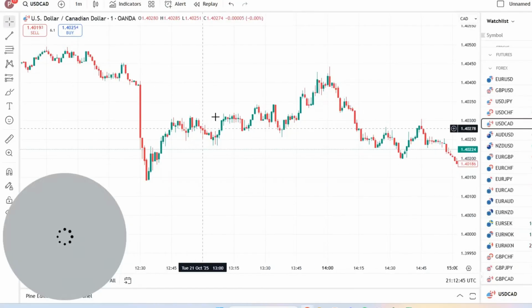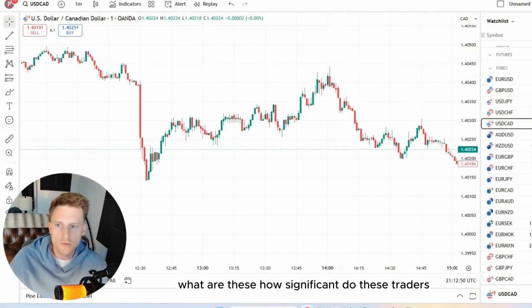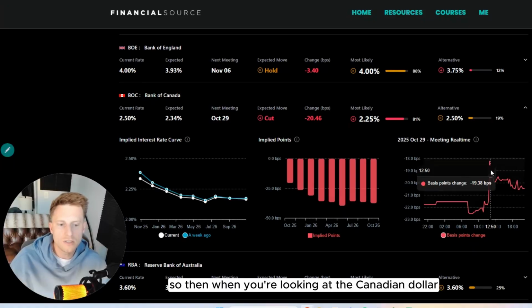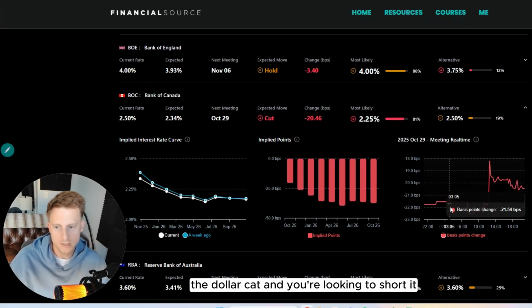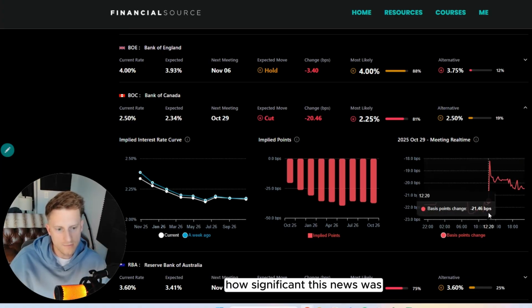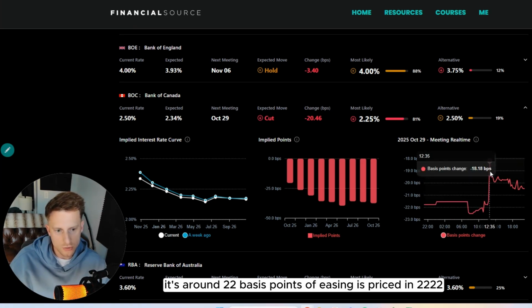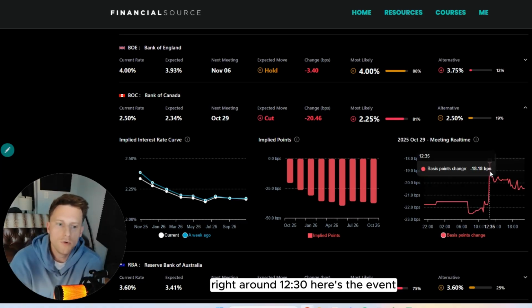So when you're looking at the Canadian dollar, for example, the dollar CAD, and you're looking to short it, this rate tracker can give you a clue as to how significant this news was. So here we see at the beginning of the day, it's around 22 basis points of easing priced in. And then here's the event, right around 12:30. We're at 21 basis points priced in, and we go all the way up to 18 basis points. Now, that's not that large of a move, right? That's 4 basis points. That's not a big deal.